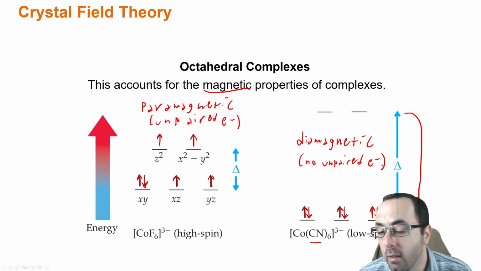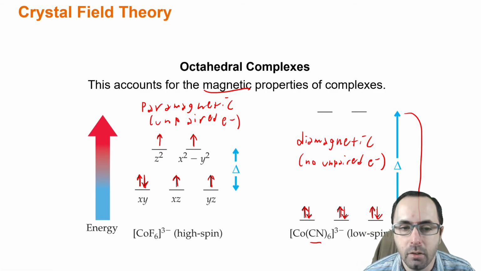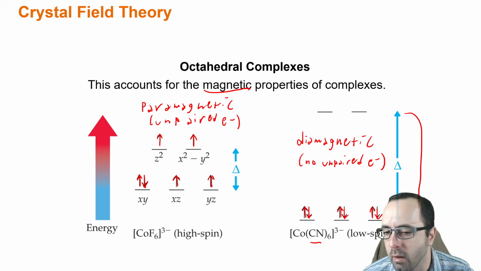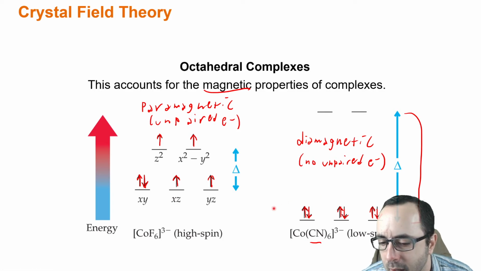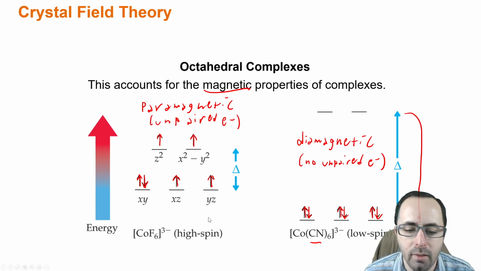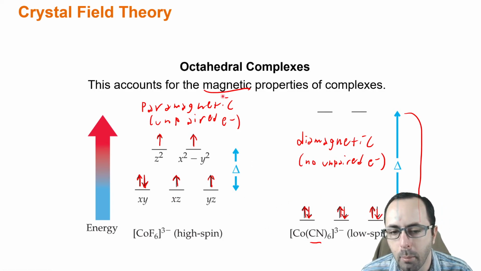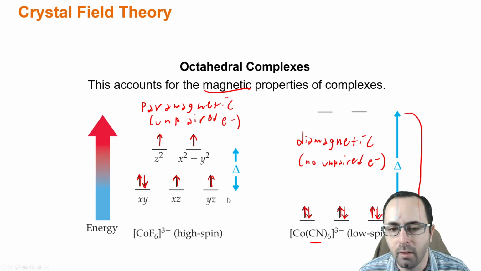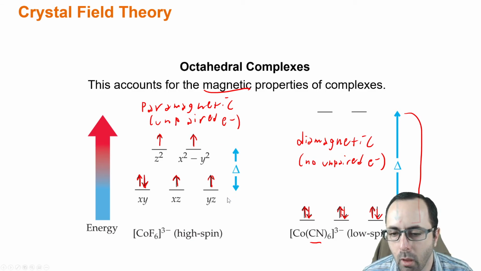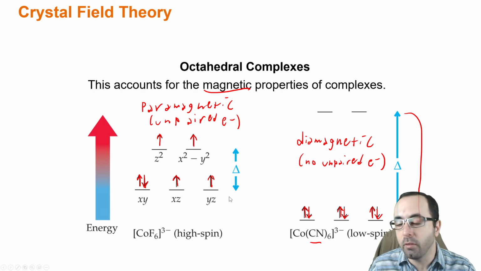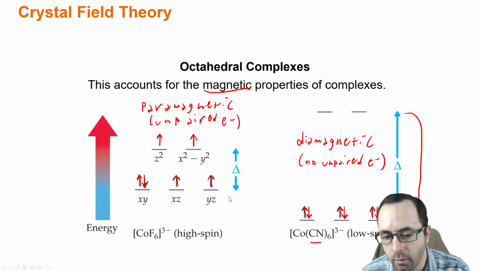And so that is another big advantage of crystal field theory: it explains to us why a compound is low spin, and in this case diamagnetic because it has no unpaired electrons, or it's high spin. And this one happens to have unpaired electrons as it's high spin. So crystal field theory has huge advantages over valence bond theory.